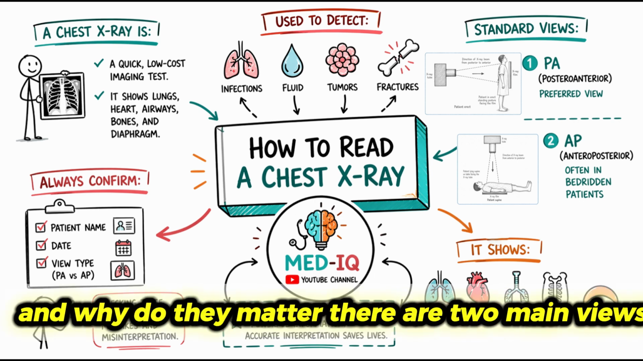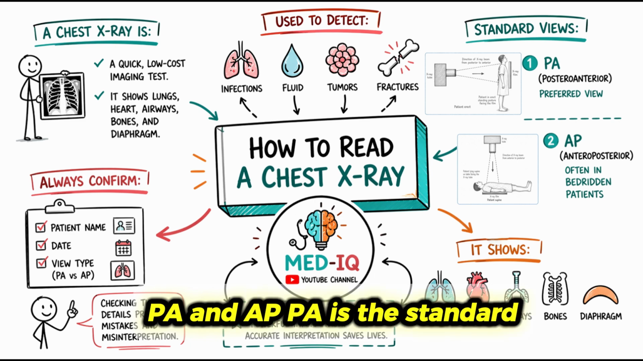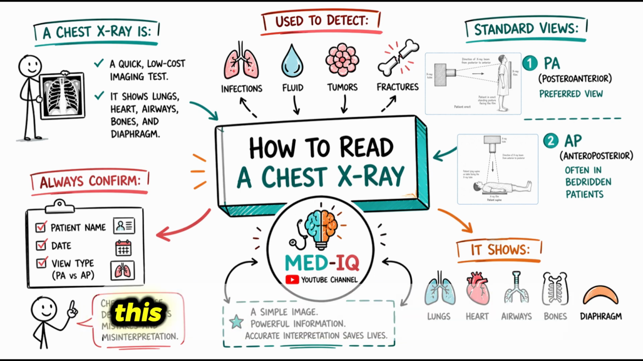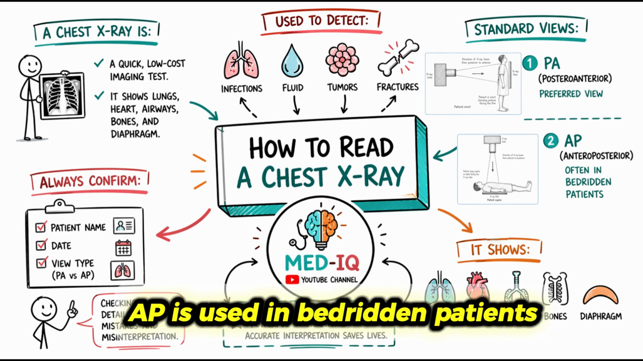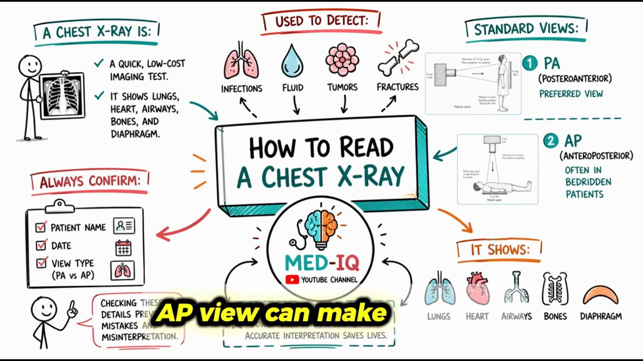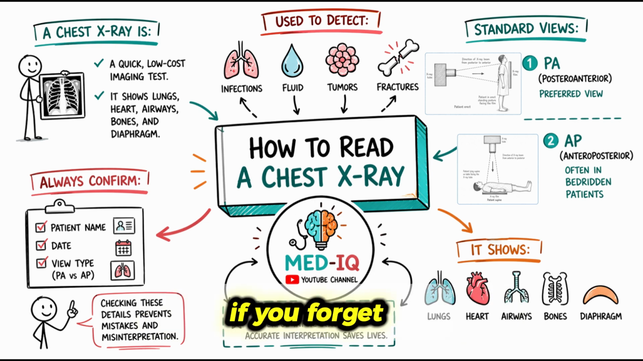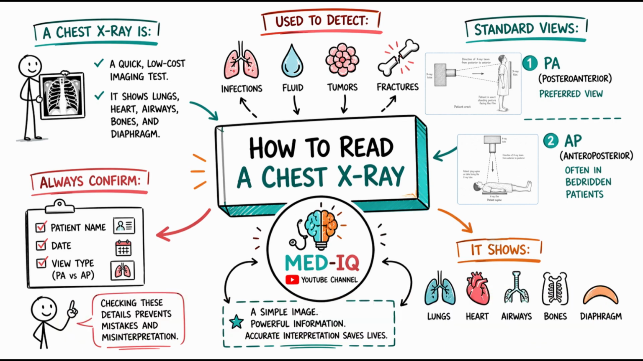What are the main chest X-ray views and why do they matter? There are two main views: PA and AP. PA is the standard. The patient stands facing the detector. This gives the most accurate image. AP is used in bedridden patients. AP view can make the heart look larger than it actually is. If you forget this, you may wrongly diagnose cardiomegaly.